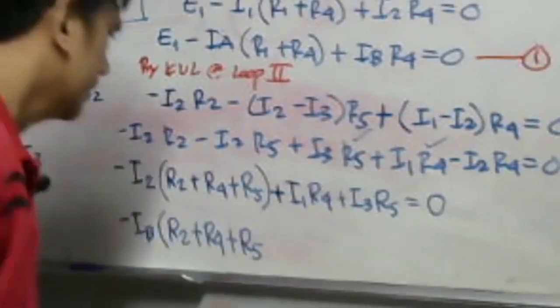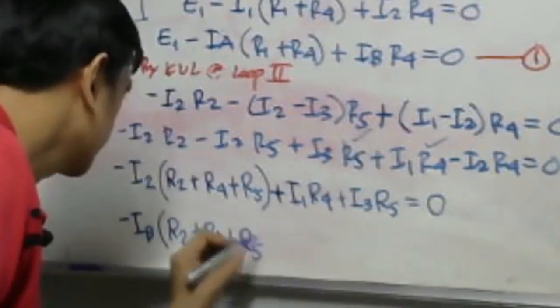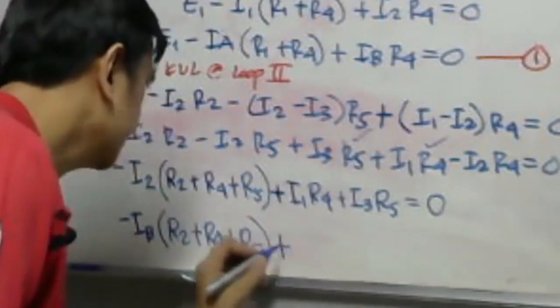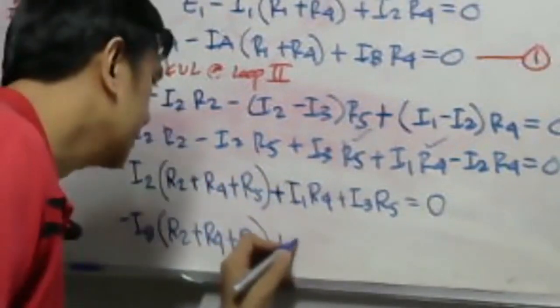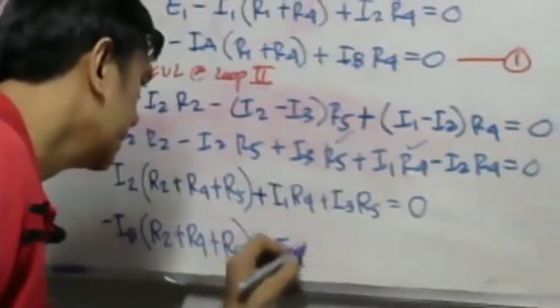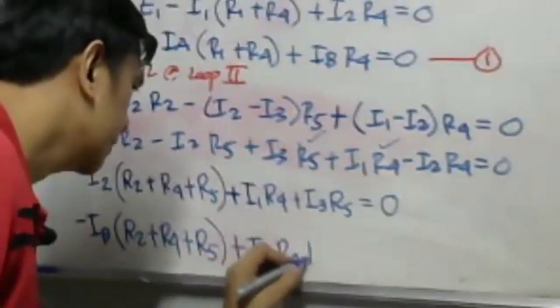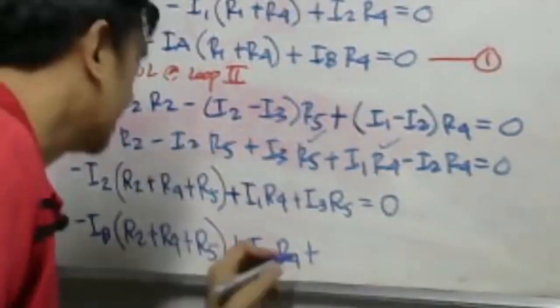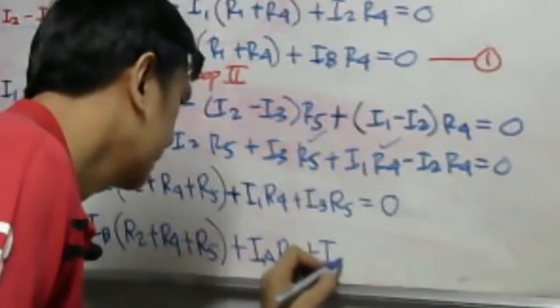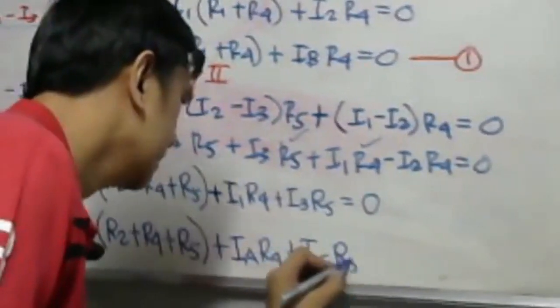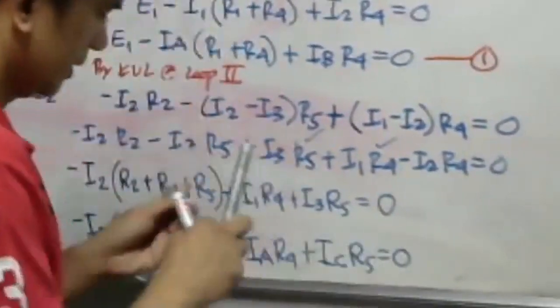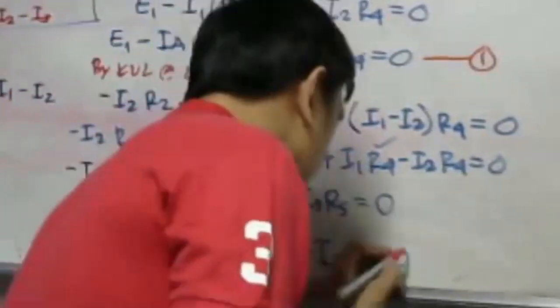Okay? Then we have here plus, what is our I sub 1? IA. Is our IA. IA, R sub 4. Then our I sub 3. What is our I sub 3? That is IC. IC, R5. That's equal to 0. So we have here equation number 2.